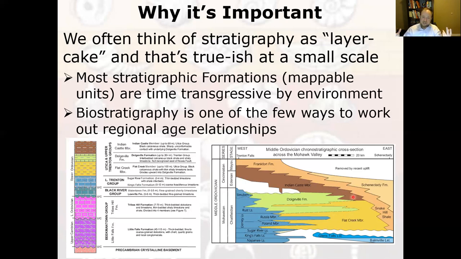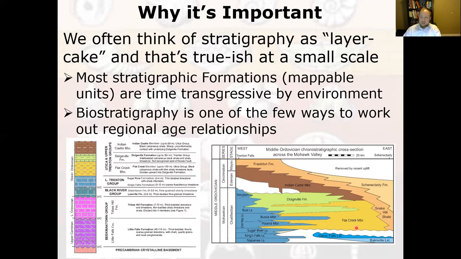lithostratigraphic formations are time transgressive. They move through time by environment. And so you get this weird relationship where something that's on top of something on the stratigraphic column might actually be younger than something in a different locality. And how would we ever get to that if we've just got this layer cake lithostratigraphic view? Okay, well, Utica's on top of the limestone here, so the Utica is always older. In detail, that's not true.